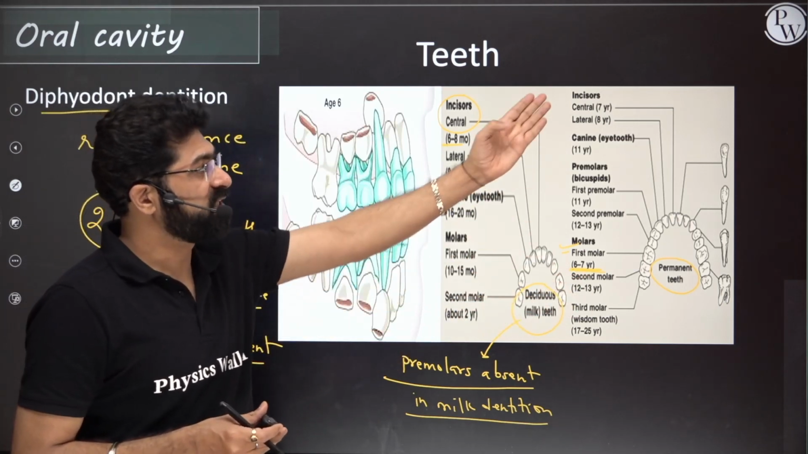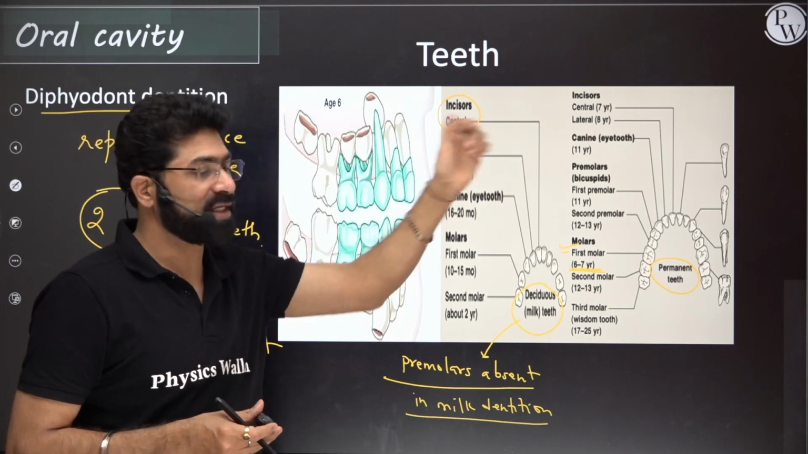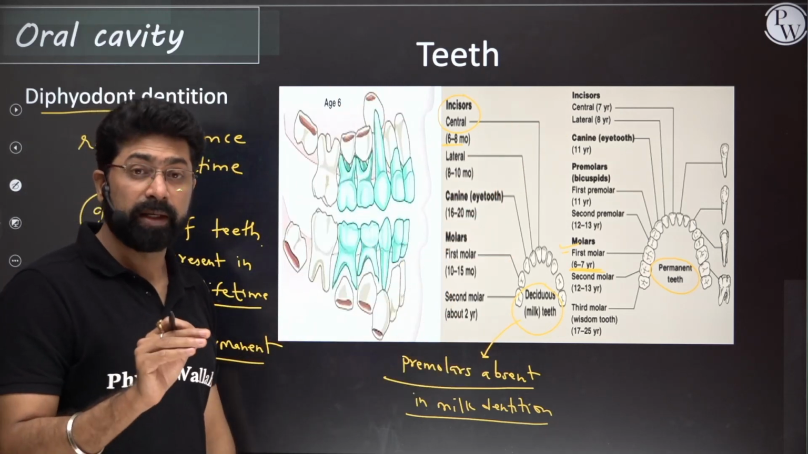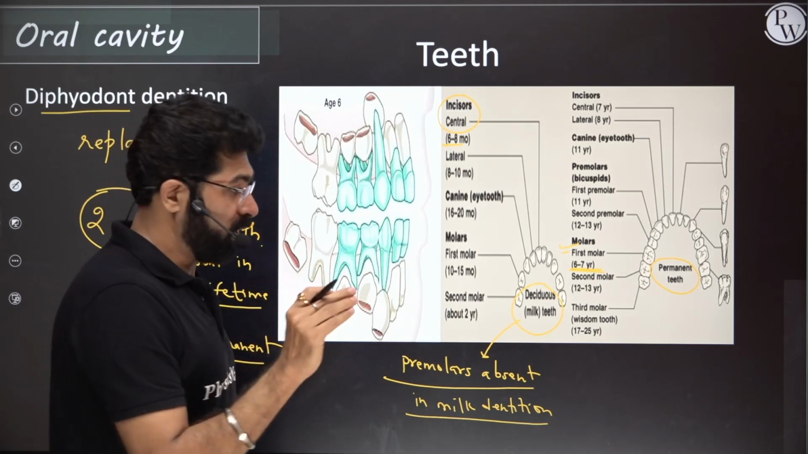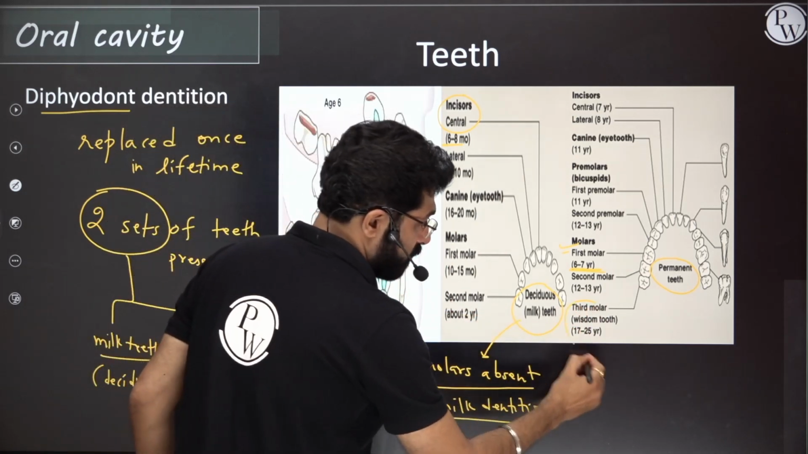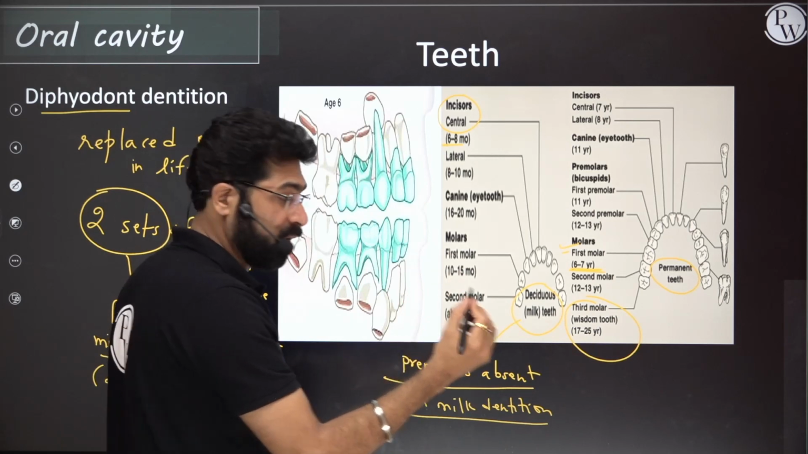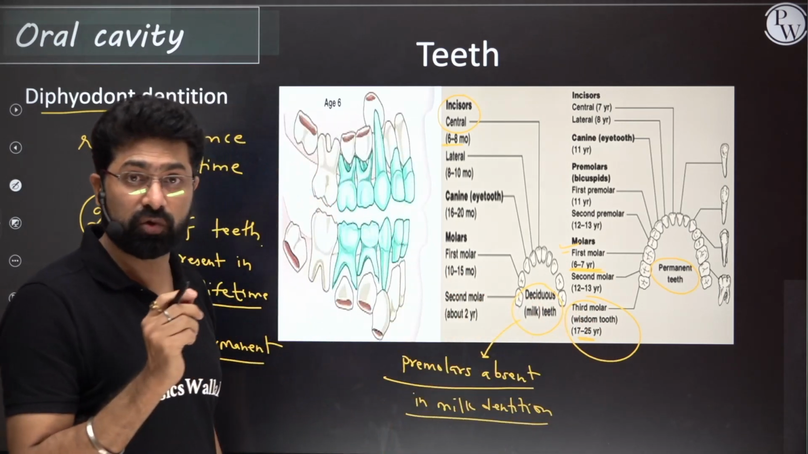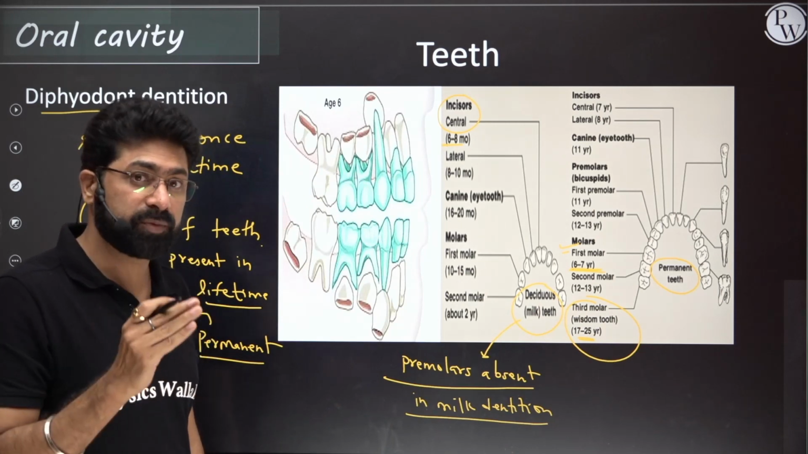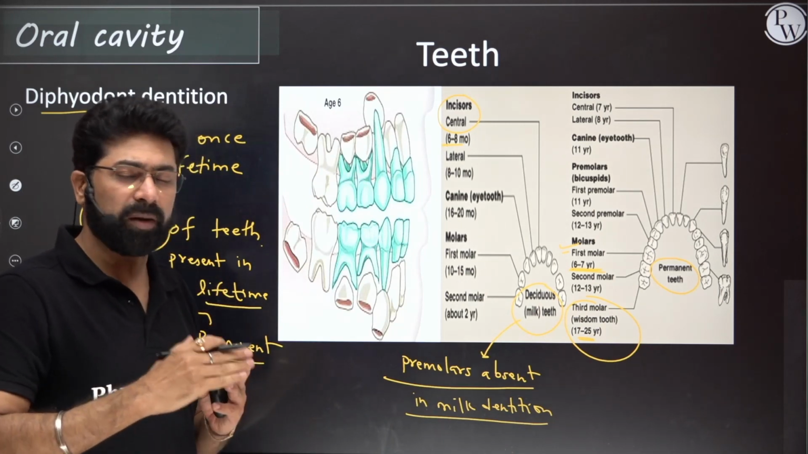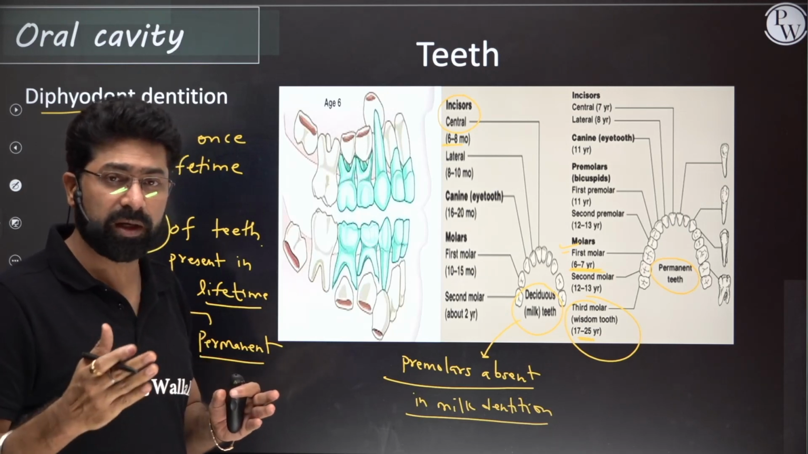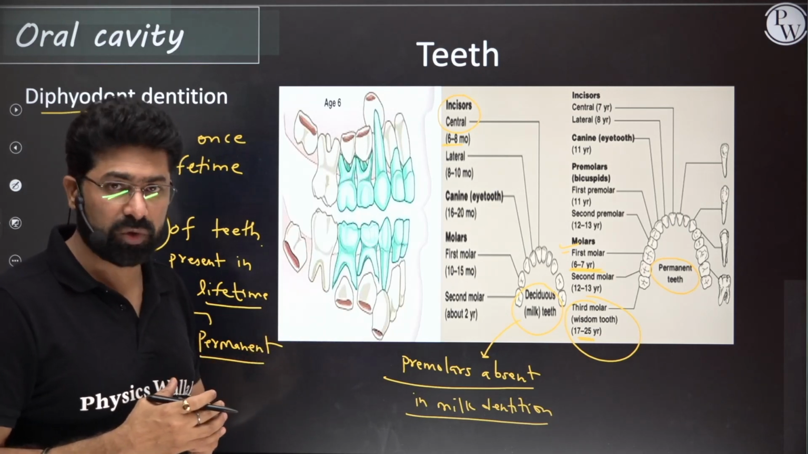After that, you can see around 7 years, central incisors come, lateral incisors come by 8 years. So all these teeth will come, but the last molar, that is the third molar, will come very late. Around 17 years of age, this tooth appears. That is also called wisdom tooth. It comes by around 17 years, or it may appear later also. From 17 years till the 25th year, this tooth can come.